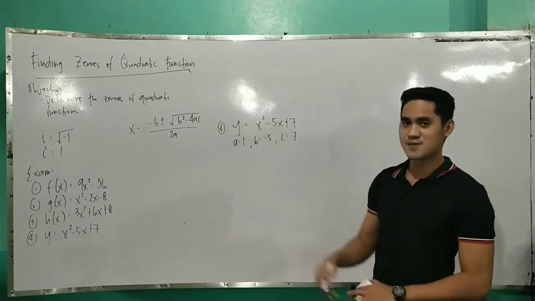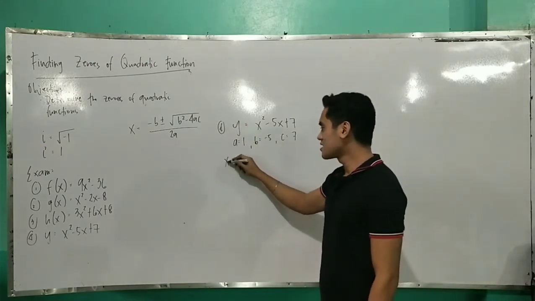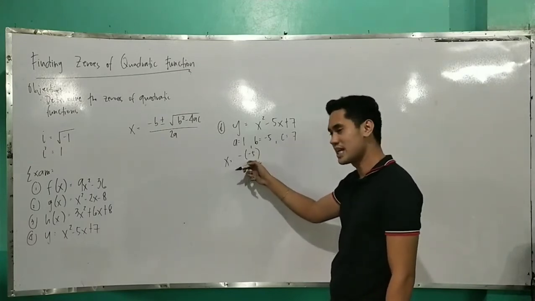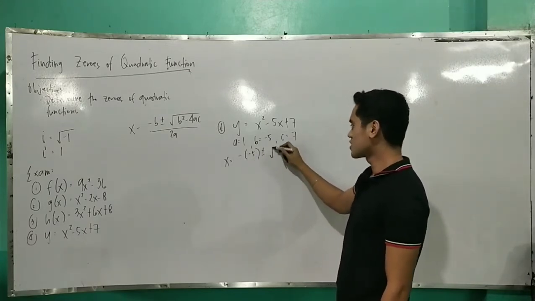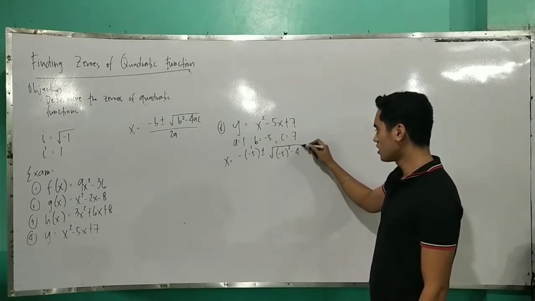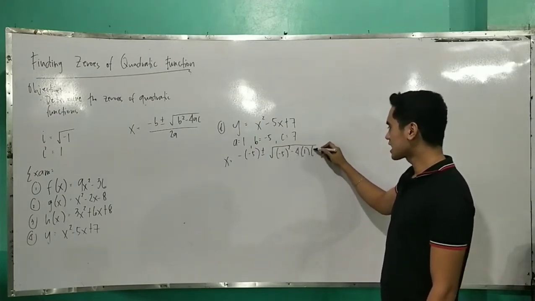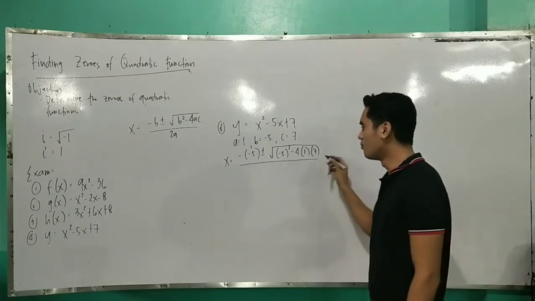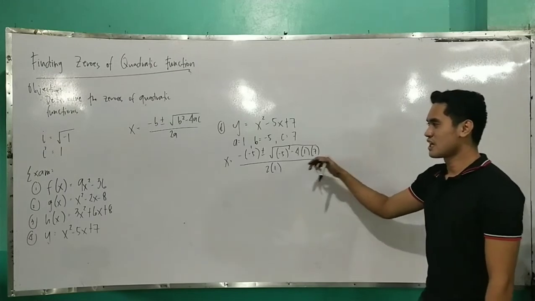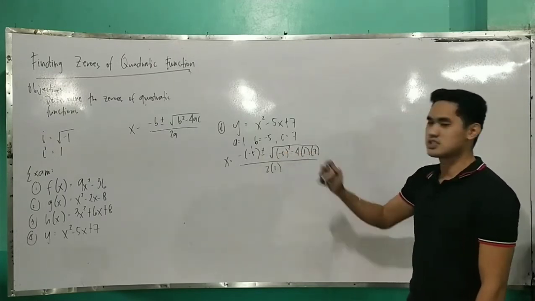Then, substitute na siya. X is equal to negative 5, plus minus square root of negative 5 squared minus 4 times 1 times 7, over 2 times 1. Ito na yan. Ito yung b, a, and c.